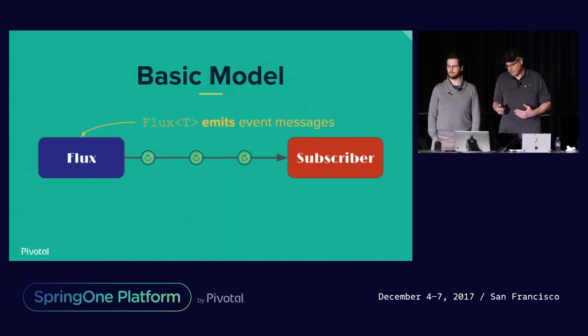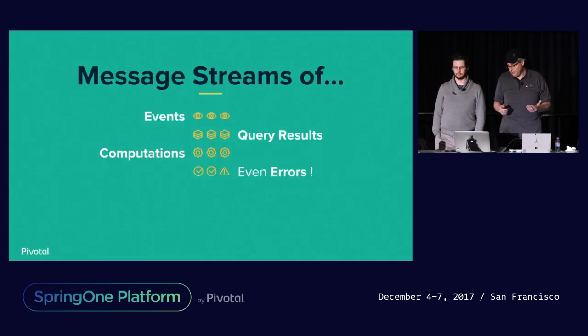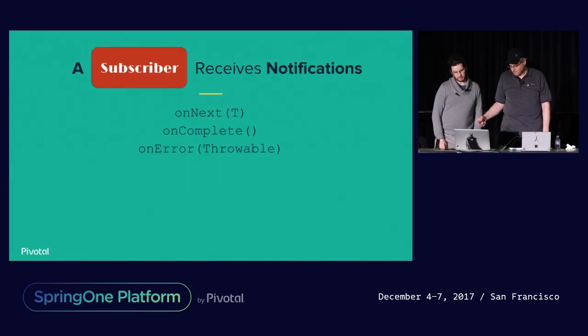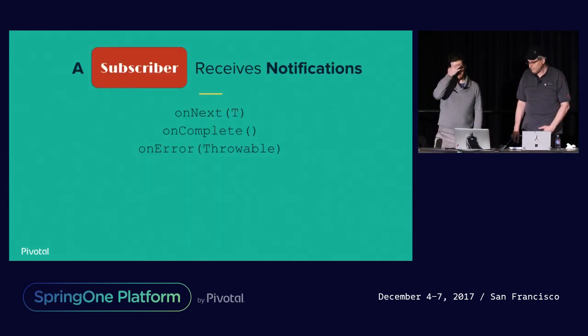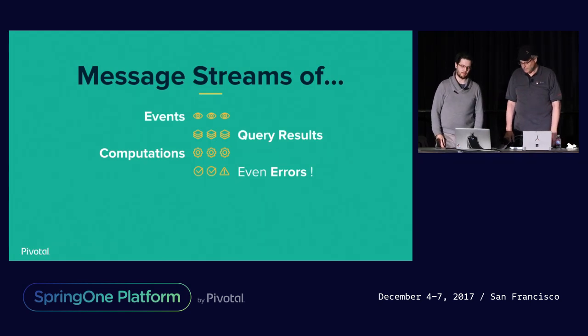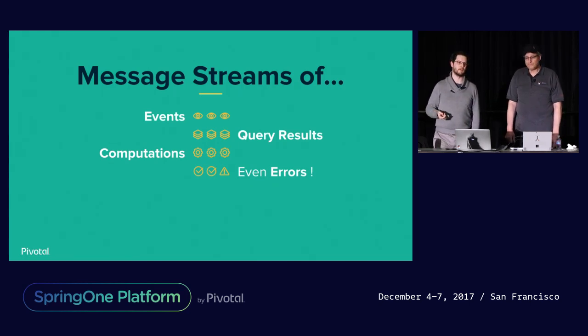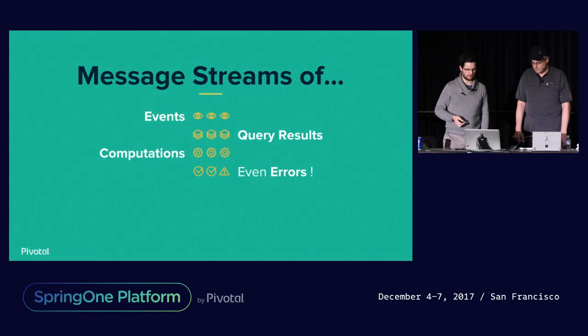Everything is a stream of messages. So the Flux emits the messages, the subscriber reads those messages and is able to extract data from them. Everything is a message, even query results, computations, errors. Yeah, even events and errors. So everything is an event. It could be UI interactions, it could be query results, it could be computation. And the interesting part is errors are a first-class citizen in that model too.